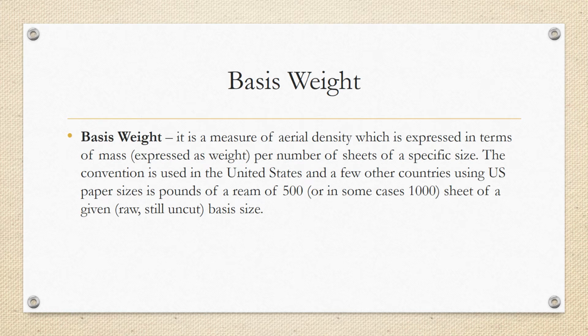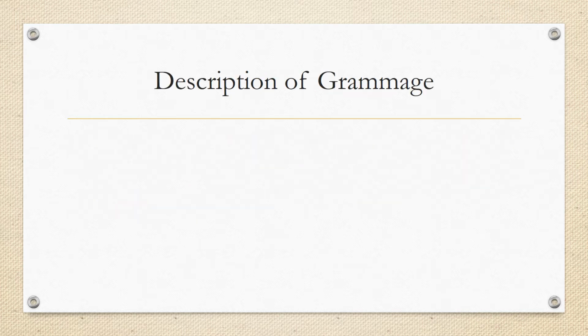While basis weight is a measure of paper density which is expressed in terms of mass per number of sheets of a specific size. So the convention is used in the United States and a few other countries, using US paper sizes, about a ream of 500 or in some cases 1000 sheets of a given basic cut size. And here are some descriptions of some ranges of grammage.